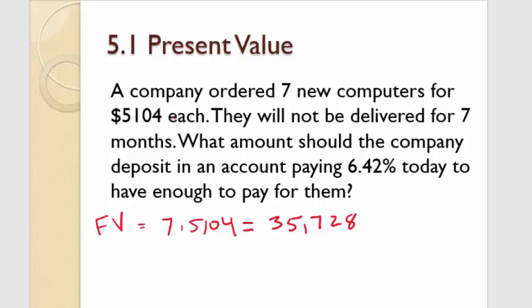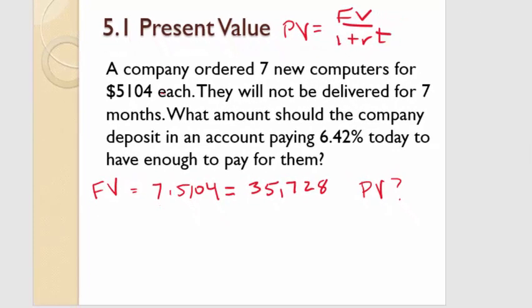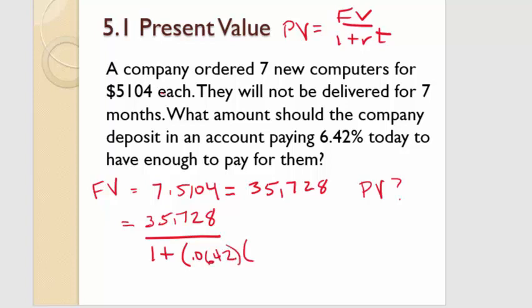We want to know how much we invest today in order to have this amount in 7 months. So I'm trying to find my present value. Well, the formula is present value equals the future value over 1 plus RT. So present value equals the future value, FV, which is $35,728, divided by 1 plus R. Well, the rate in this case is 0.0642 times T, and T is 7 months, or 7 divided by 12.